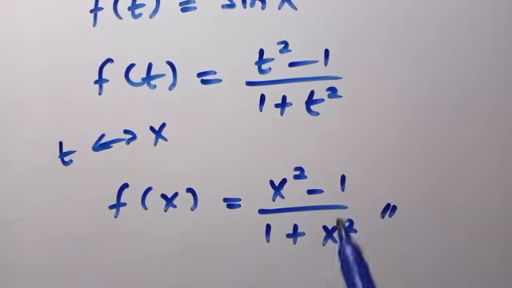So here is a rational function, and the given problem is a trigonometric function, which are two different things. This is how we solve this.